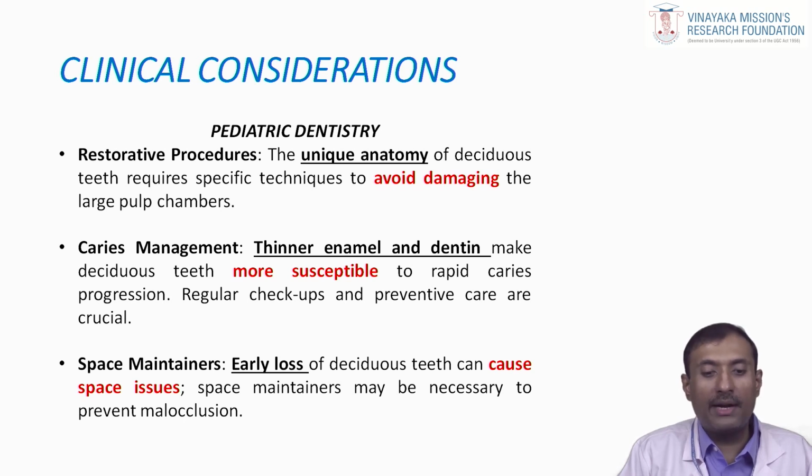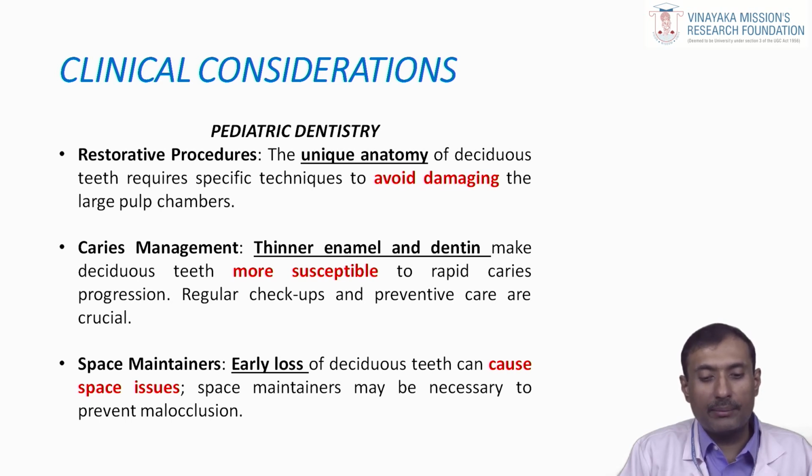Now coming to restorative management, the unique anatomy of these teeth, as I mentioned before, has to be considered to avoid damaging the large pulp chambers, especially in case of restorations, that is class 1 and class 2 cavities. Next is caries management. Because of the relatively thinner enamel and dentin, the wider dentinal tubules, and the lesser density of minerals in the hard tissues, enamel and dentin, they are more susceptible to caries. Therefore, regular and frequent checkups and preventive measures should be done in caries management.